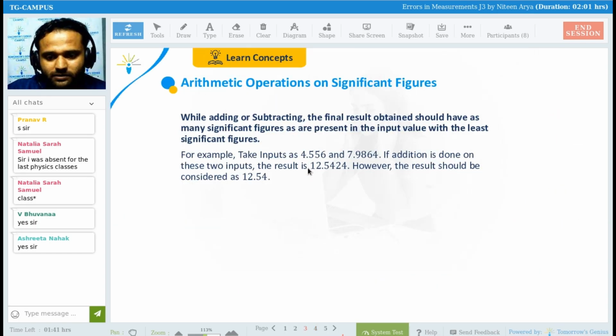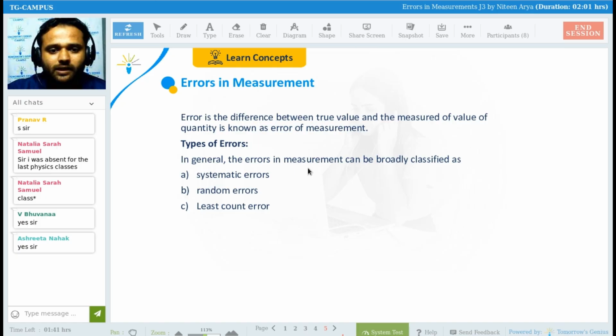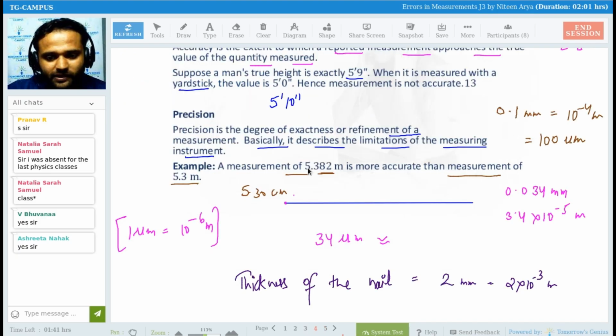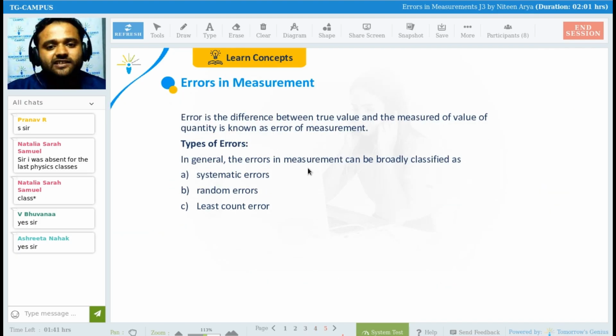Okay. So that is done, that is done, that is done. Okay. Now errors in measurement. We have done this, no? So errors in measurement.